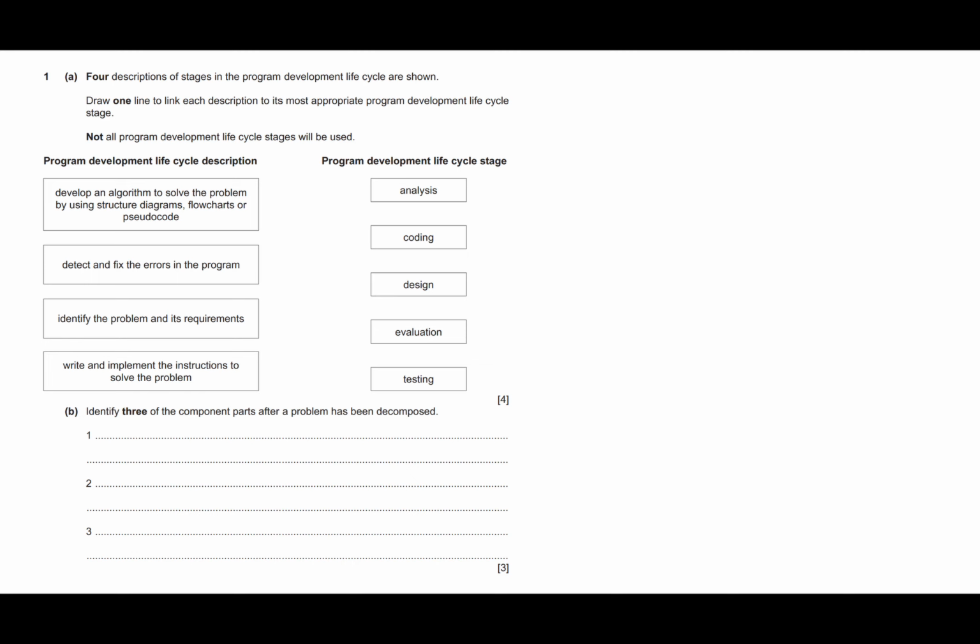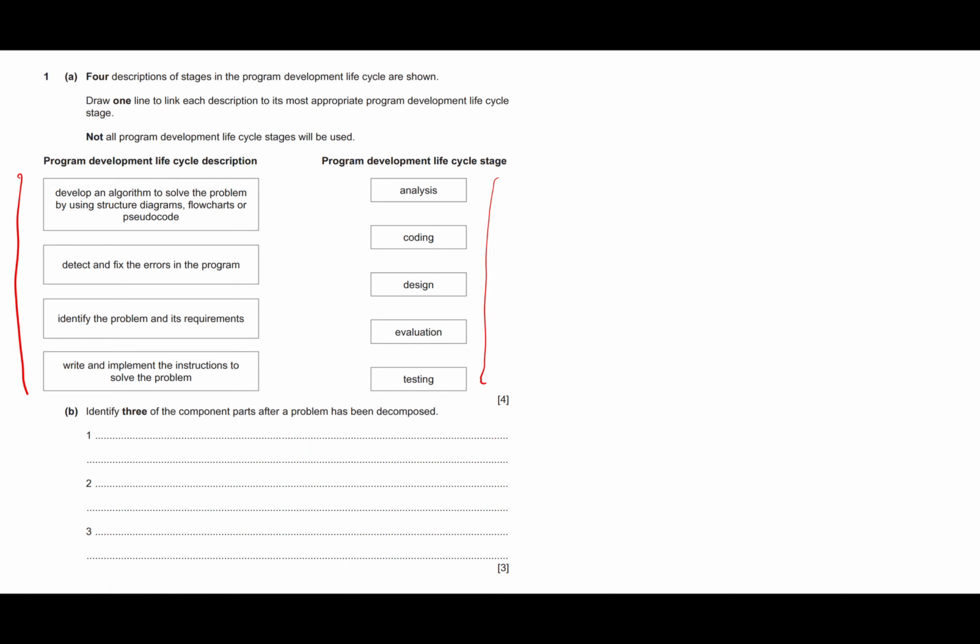Okay, question 1. 4 descriptions of stages in the program development lifecycle are shown. So we've got 4 descriptions here. Draw one line to link each description to its most appropriate program development lifecycle stage. Not all program development lifecycle stages will be used, so we've got 5 of these to match to the 4 of these. Let's change the pen color.